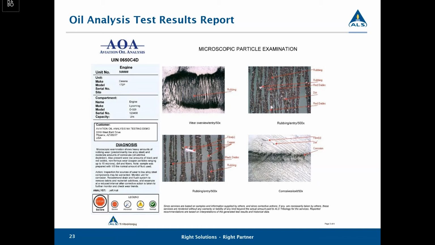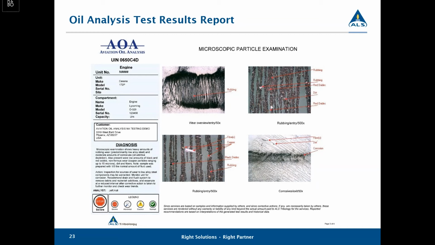So there's a lot of rubbing wear. He could see at a very wide magnification that there was some rubbing wear, and then as he gets into a higher magnification, 500 times for the top right and bottom left pictures, he's identifying rubbing wear, red oxides, and also dirt. In the next one, which is at the entry as well, you saw some fibers, some black oxides, some copper, and then more rubbing wear.